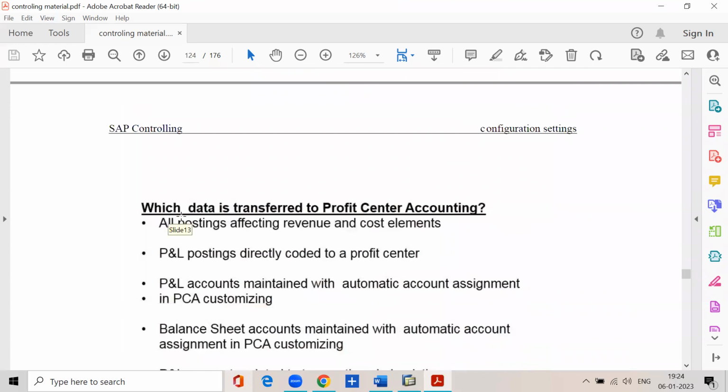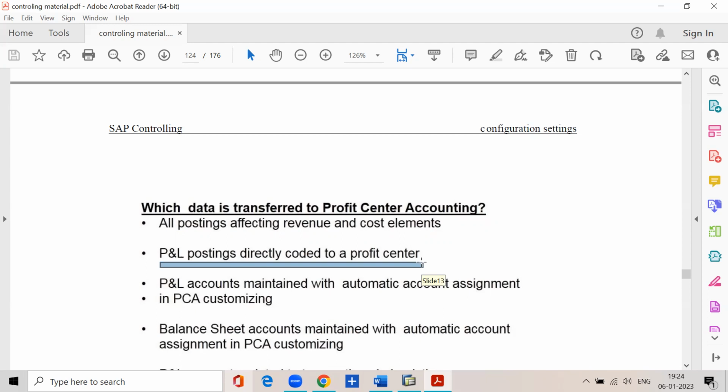So which data is transferred to profit center accounting? All postings affecting revenues and cost elements, and P&L postings directly coded to a profit center. Sometimes, all the expenses may not be created as cost elements. I told you, we create the expense accounts as a primary cost element, and the primary cost elements are posted to cost centers, and in the cost center master record, we assign the profit center. As a result, those expenses will be posted to the respective cost centers.